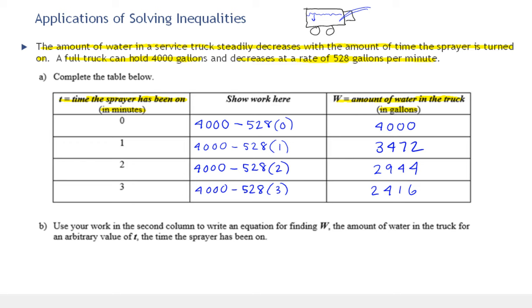Let's look at the next question. Use your work in the second column to write an equation for finding W. So there's our second column. So we're finding an equation for W, where W represents the amount of water in the truck for an arbitrary value of T, the time the sprayer has been on. Okay, so we computed our W, so we're going to write W equals. Okay, and notice it said to write an equation, so you don't just want to write an expression like we have here. We want to write what W equals.